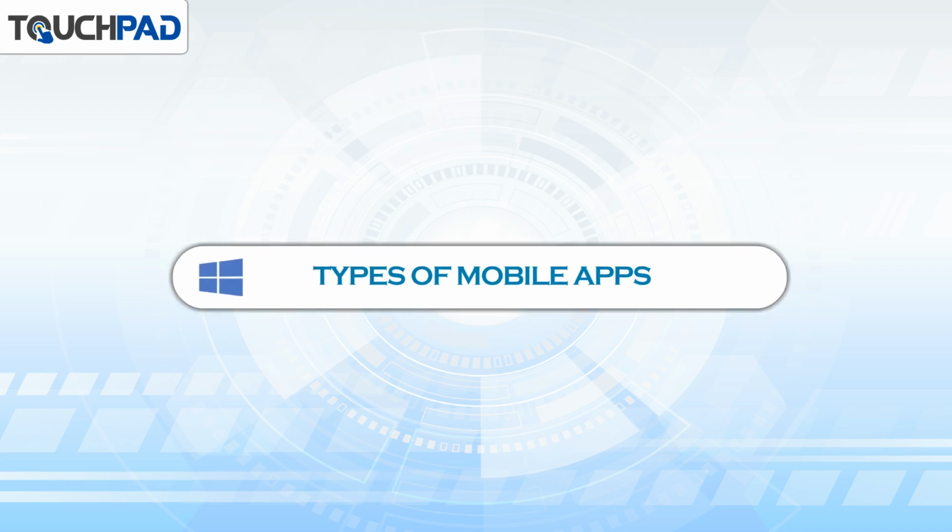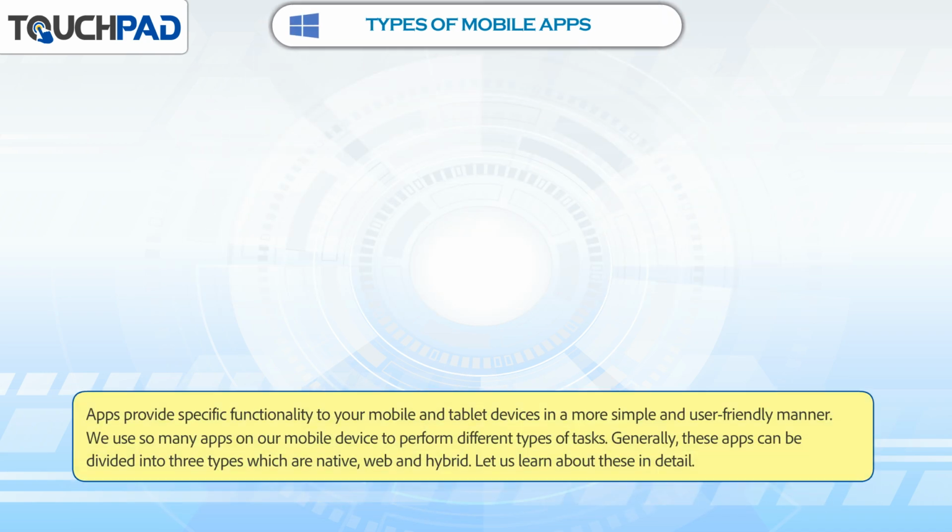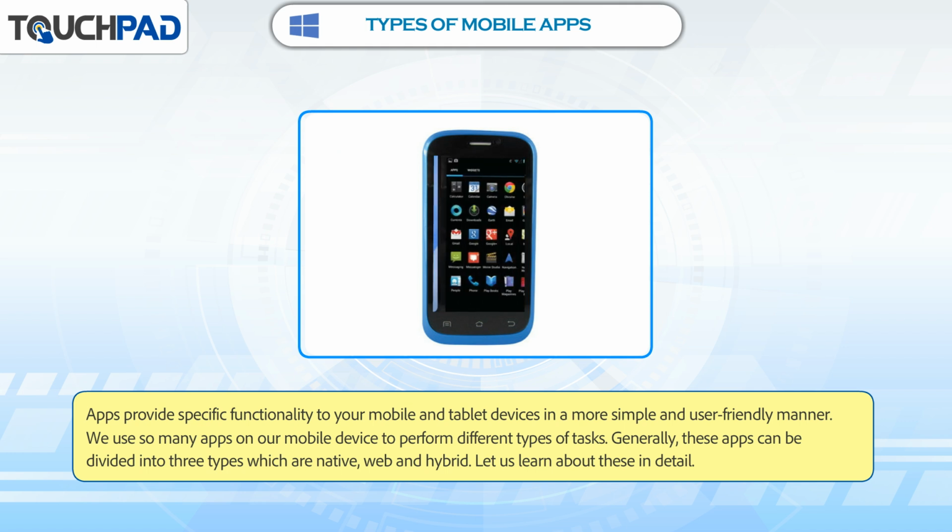Types of mobile apps. Apps provide specific functionality to your mobile and tablet devices in a more simple and user-friendly manner. We use so many applications on our mobile device to perform different types of tasks. Generally, these apps can be divided into three types, which are native, web, and hybrid.